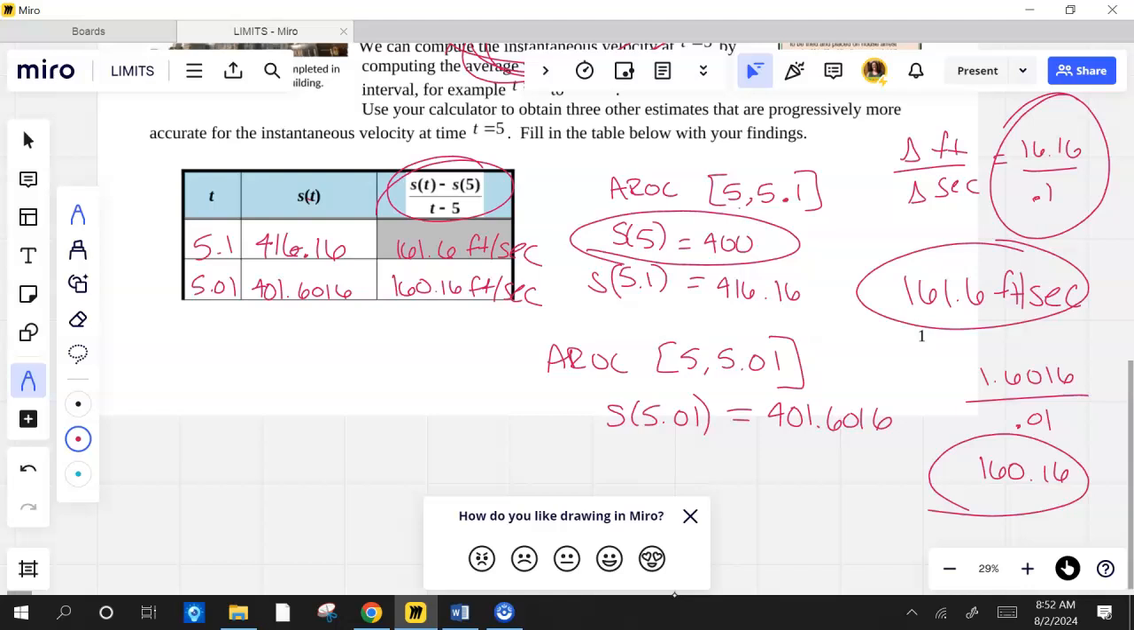So you will see these numbers starting to converge to a specific number, in this case, 160 feet per second. The further out you go, it gets closer to that, and you go, oh, so I can just write 160.